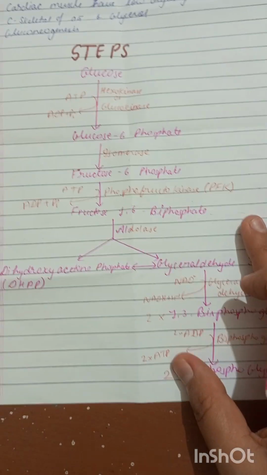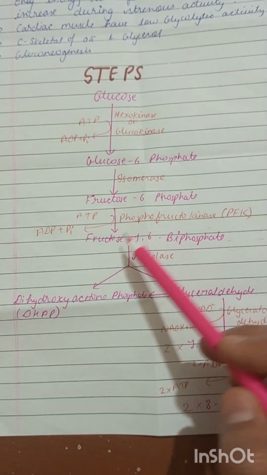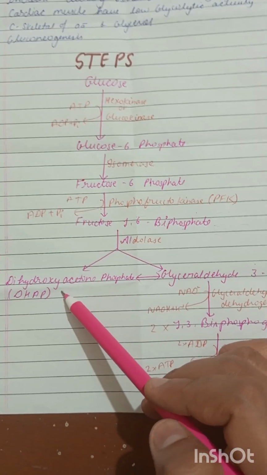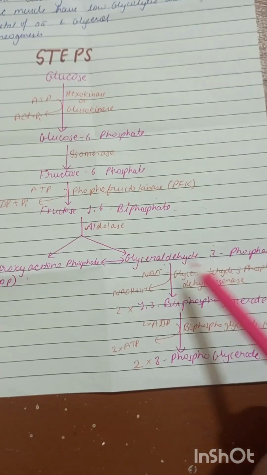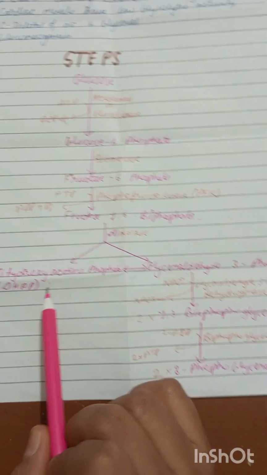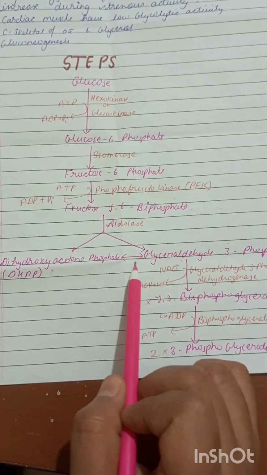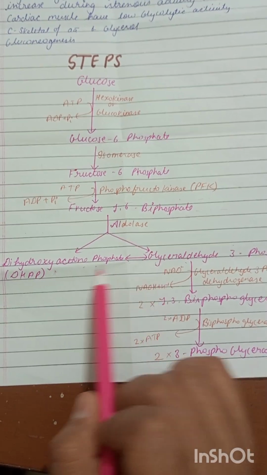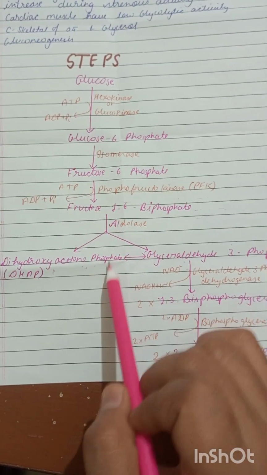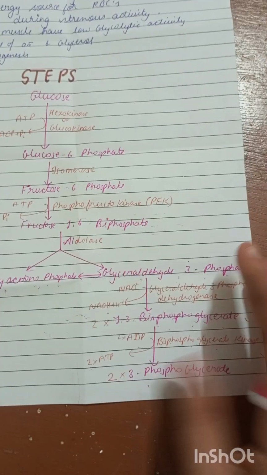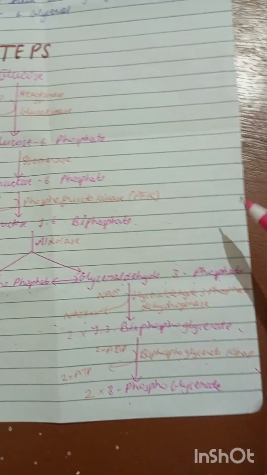The fourth step is cleavage of fructose 1,6-bisphosphate into dihydroxyacetone phosphate and glyceraldehyde 3-phosphate. Dihydroxyacetone phosphate and glyceraldehyde 3-phosphate are interconvertible as they are isomers, and these steps occur in the presence of the enzyme aldolase. Now let's proceed to the fifth step.